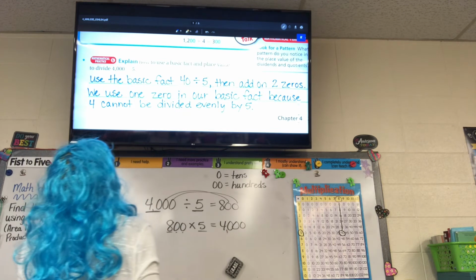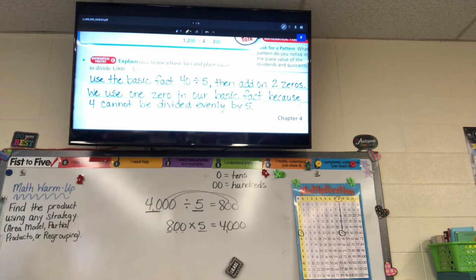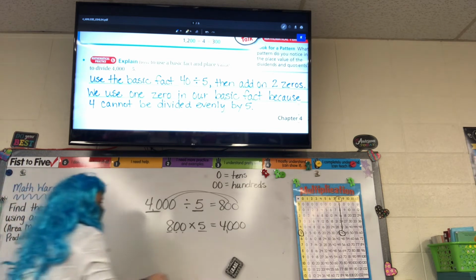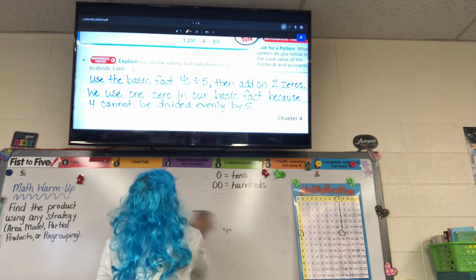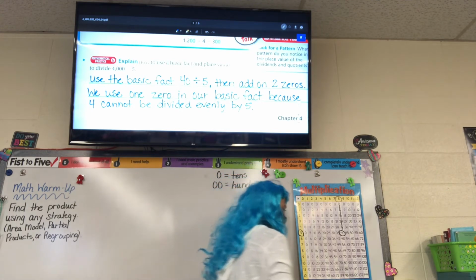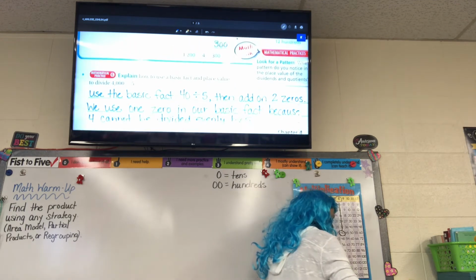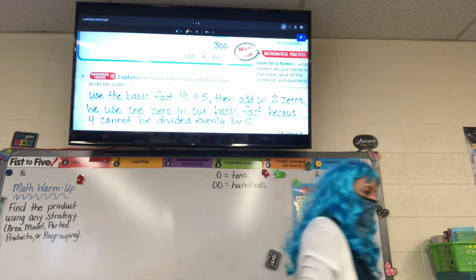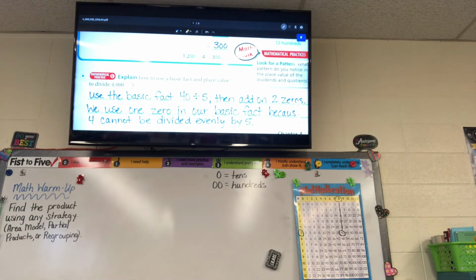Okay, it says use the basic fact 40 divided by 5, then add on 2 zeros. That's how we solve it. We use 10 in our basic fact because 4 cannot be divided by 5 evenly. Can you go back up, please? Like for these? Why didn't you write those down already? Well, you've got the answer to that one right there.